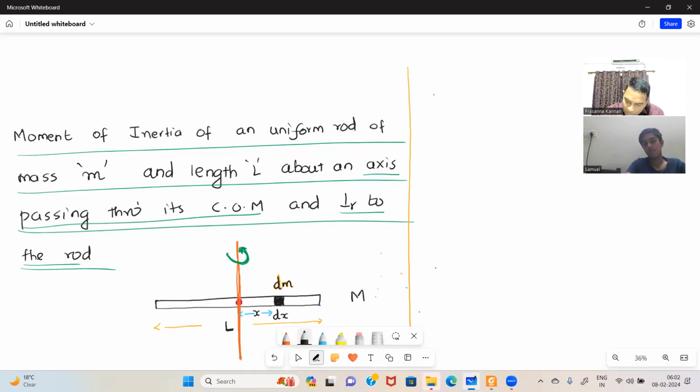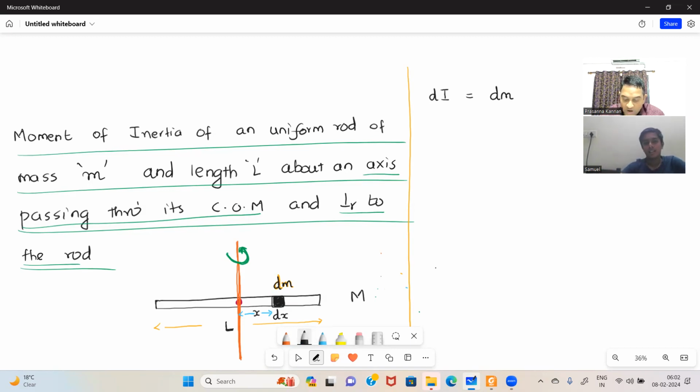Then can you tell me the small moment of inertia because of the small mass? See, dI represents small moment of inertia, only because of this mass which I have drawn here. How much would be the moment of inertia? What is the mass of that portion? dm. So the mass is dm. You know what moment of inertia is given by? What is it dependent on? Mass, and the square of the distance r. Correct? Yes, sir.